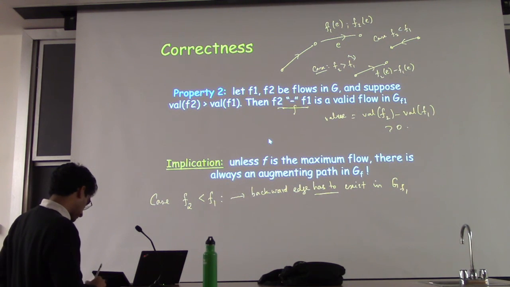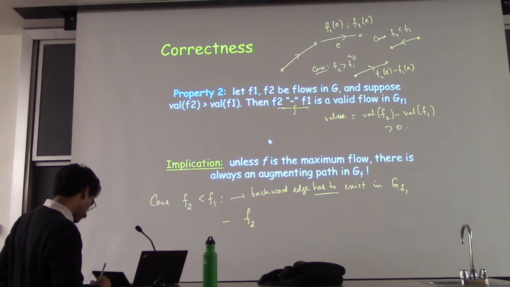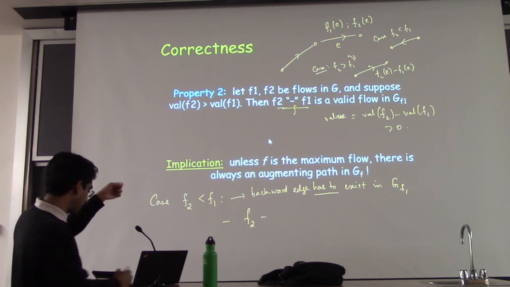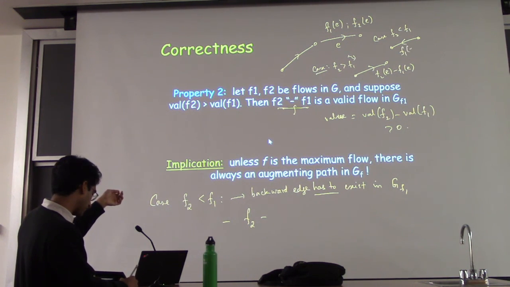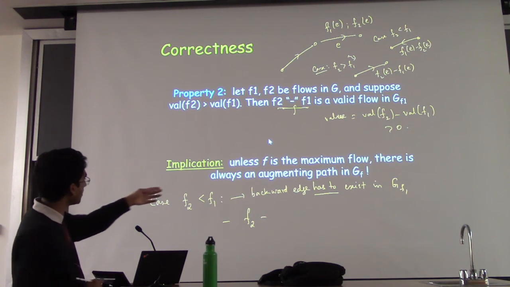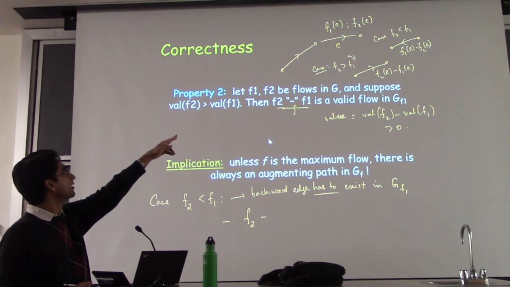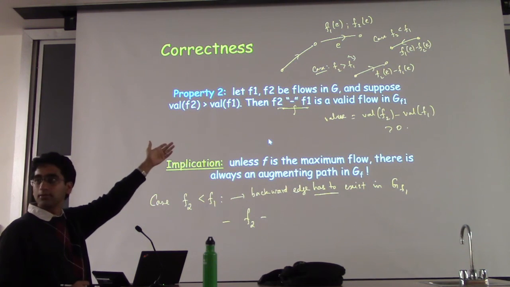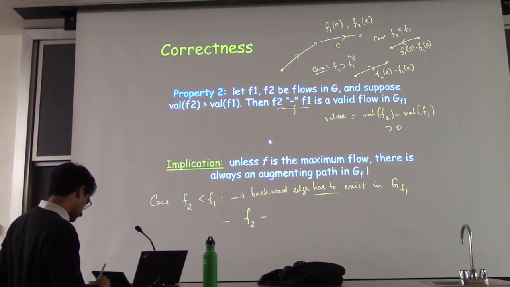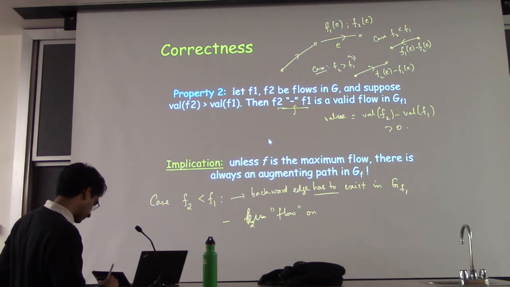And the weight you will put on this backward edge is f1 of E minus f2 of E. By definition it's non-negative, because in this case f2 is smaller than f1. So this new flow on the backward edge is feasible.